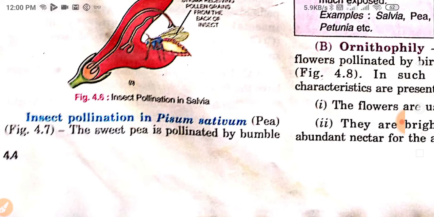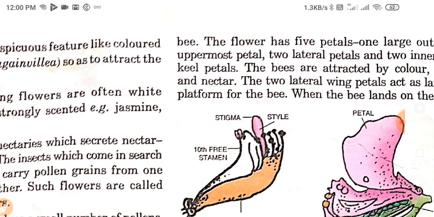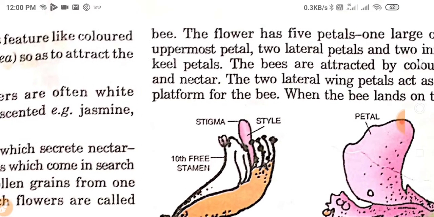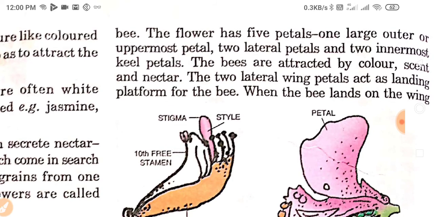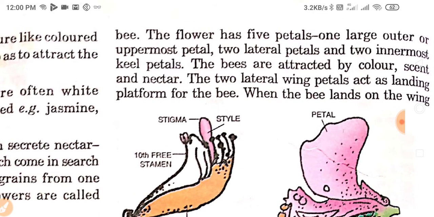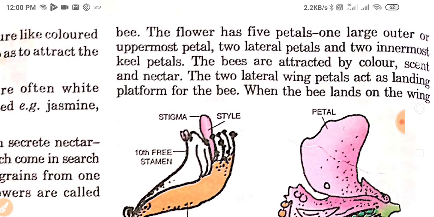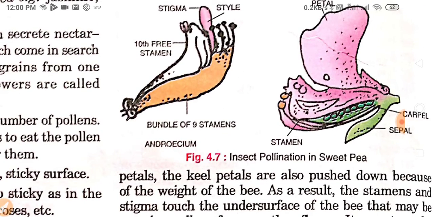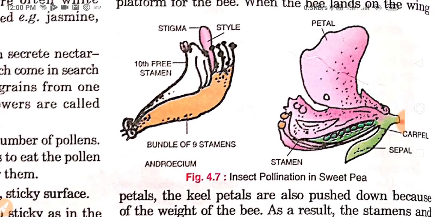Insect pollination in Pisum sativum, or pea plant. The sweet pea is pollinated by bumblebees. The flower has five petals: one large outer or uppermost petal, two lateral petals, and two innermost keel petals. You can easily see this in your home also. The bees are attracted by color, scent, and nectar. The two lateral wing petals act as a landing platform for the bee. When the bee lands on the wing petals, the keel petals are also pushed down because of the weight of the bee. See the figure carefully and you can understand.